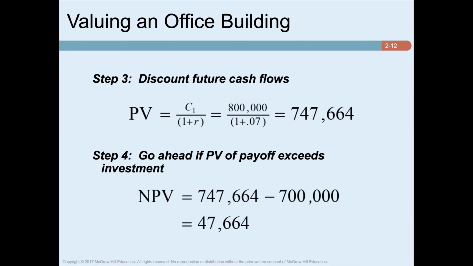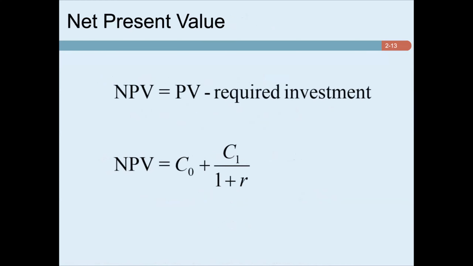Then we get $747,664. So the net present value is this number we will get in the future in 1 year, minus whatever we are going to put in today. So we actually make $47,664 in 1 year. Okay. So it's actually not bad, right? As long as it's positive, then probably we would want to make that investment. So the net present value is the present value minus the required investment.